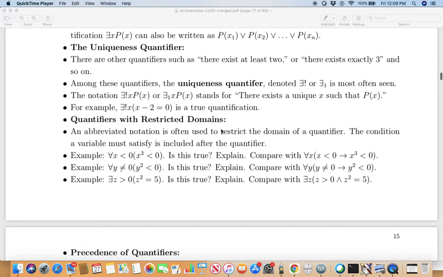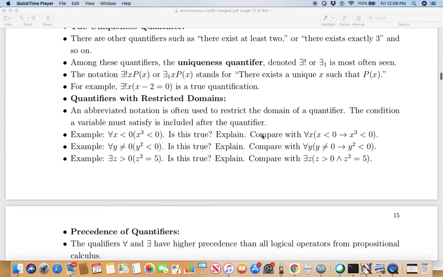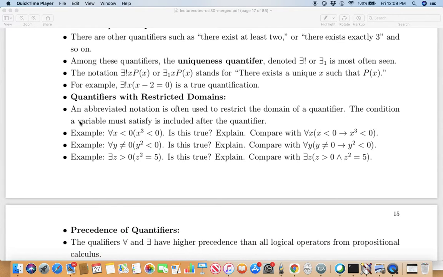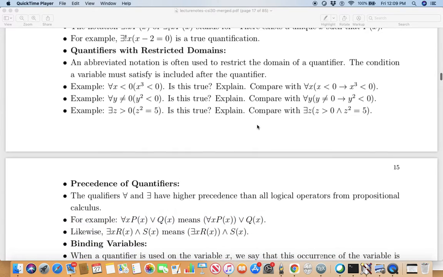Quantifiers with restricted domains. An abbreviated notation is often used to restrict the domain of a quantifier. The condition a variable must satisfy is included after the quantifier. For example, for all x less than 0, x cubed is less than 0. Is this true? Yes, this is true. For every x that is less than 0, its third power is less than 0. Compare with for every x, x less than 0 implies x cubed less than 0.